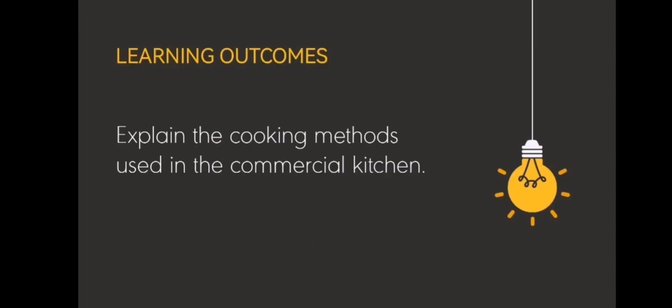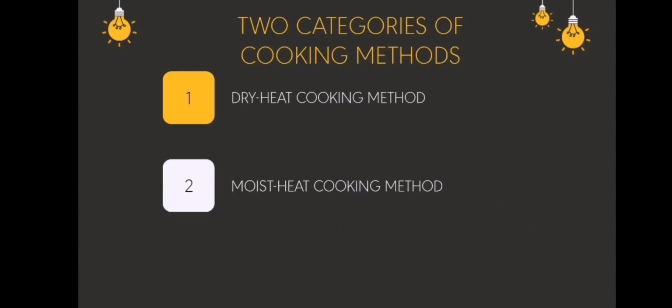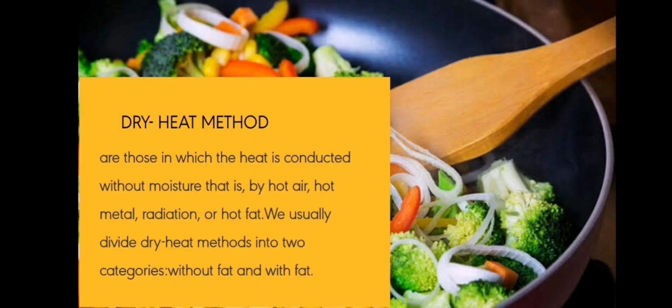So, the learning outcome is to explain the cooking methods used in the commercial kitchen. There are two categories of cooking methods: the dry heat cooking method and the moist heat cooking method. Dry heat cooking methods are those in which the heat is conducted without moisture, that is, by hot air, hot metal, radiation, or hot fat. We usually divide dry heat methods into two categories: without fat and with fat.